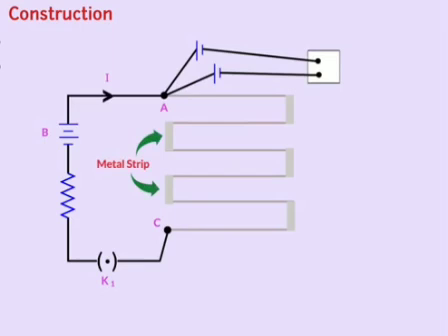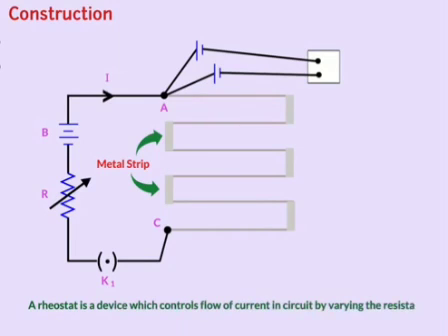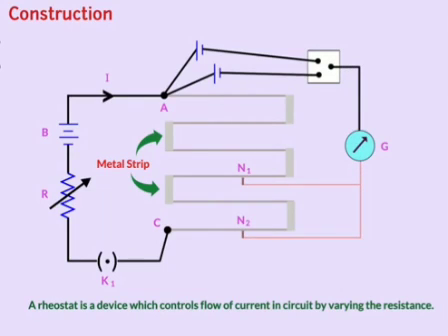Current I flowing through the wire is varied by using rheostat R. A rheostat is a device which controls flow of current in a circuit by varying the resistance. A galvanometer is connected with a sliding jockey and a cell.